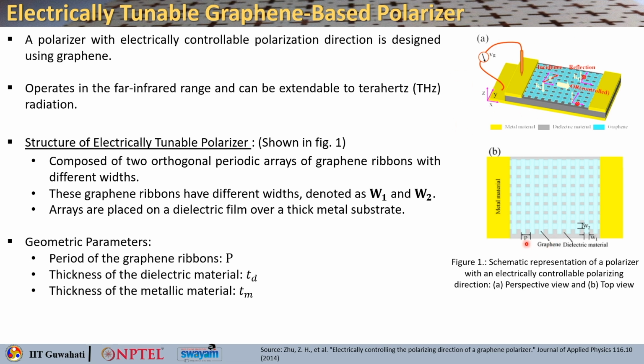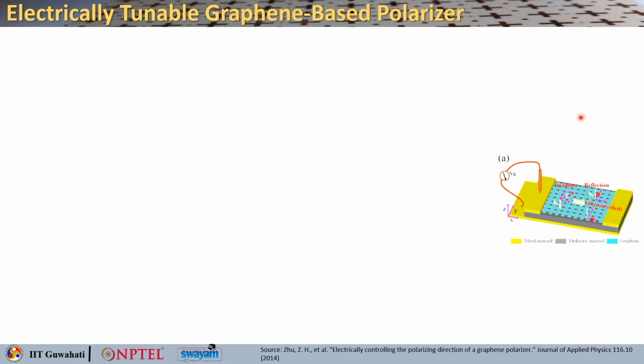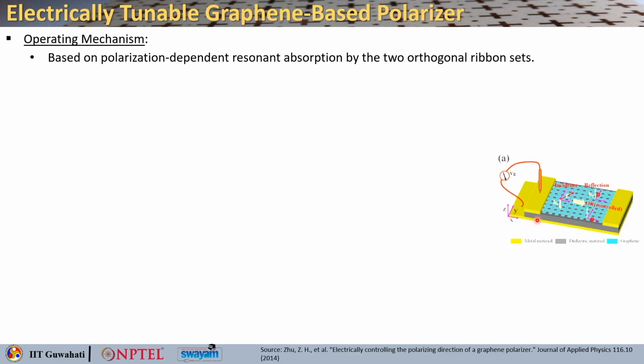One is the periodicity of the graphene ribbons, that is P. The thickness of the dielectric material, TD, also plays an important role, and the thickness of the metallic layer, TM, that is the bottom metal layer that you are able to see. So, what is the operating mechanism in this case?